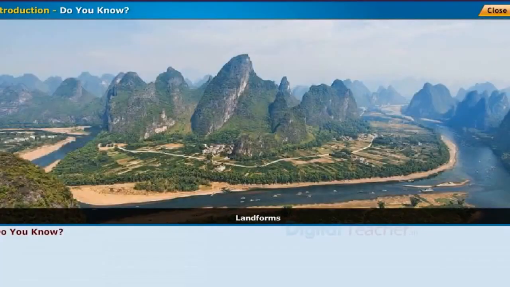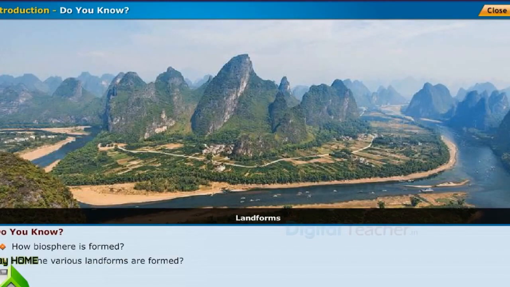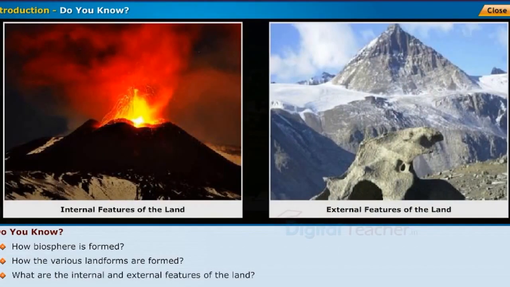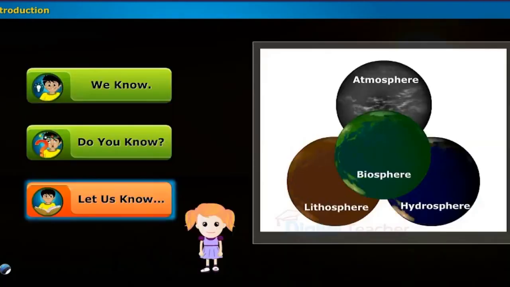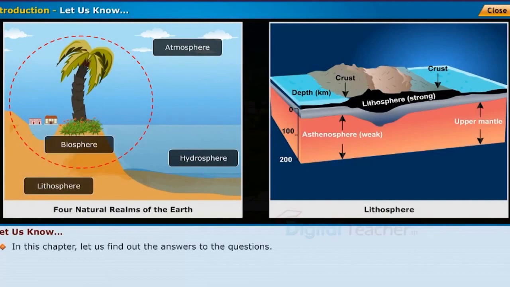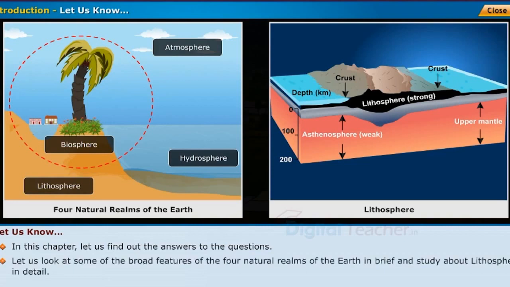Do you know how biosphere is formed? How the various landforms are formed? What are the internal and external features of the land? How the air and water transform the surface of the Earth? In this chapter, let us find out the answers to the questions. Let us look at some of the broad features of the 4 natural realms of the Earth in brief and study about lithosphere in detail.